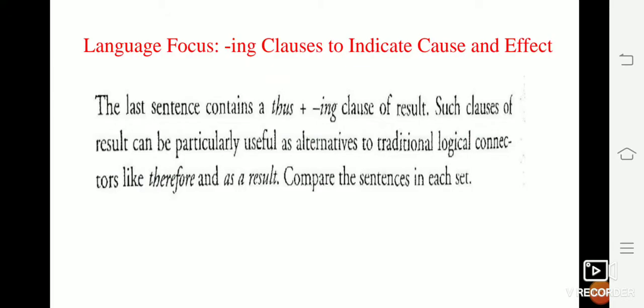Let's continue. So look at it. The last sentence contains a clause of result. Such clauses of result can be particularly useful as alternatives to traditional logic connectors like therefore and as a result. Compare sentences in each set. So can you now please look at here?